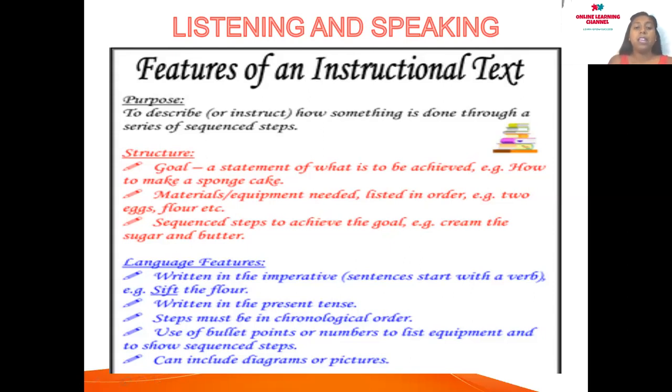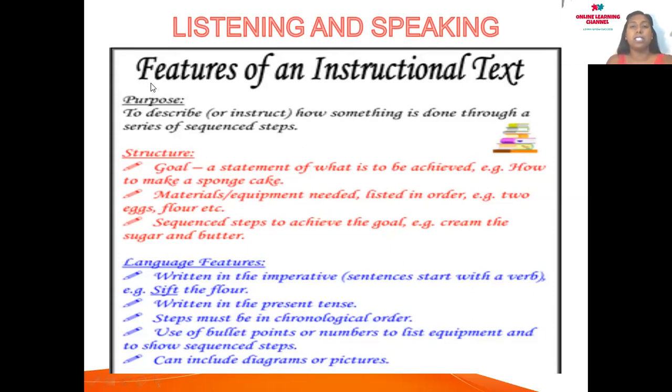Okay, next it's written in the present tense. That means the recipe wants us to do it now. Present is happening now. Steps must be in chronological order. That means following after the other. It mustn't be jumbled up, right? We must follow the steps to bake a cake or make slime correctly. Right, use of bullet points or numbers to list the equipment and to show the sequence steps. So if you're having, let's say, to make slime, we need conditioner or shampoo.